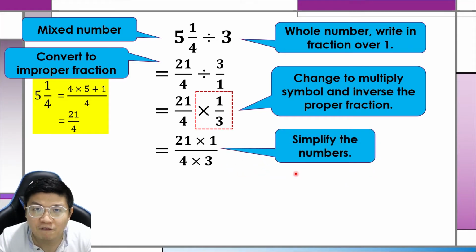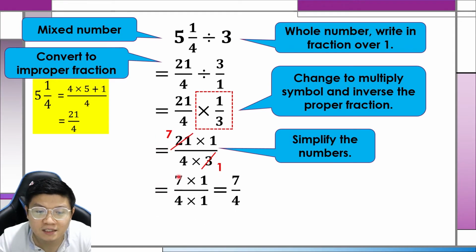So here, I can find out you can simplify with the times table of 3. Okay, so here becomes 1 and here becomes 7. After that, you multiply 7 times 1 over 4 times 1, which I get 7 over 4.